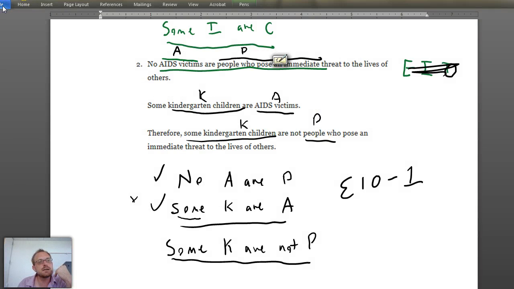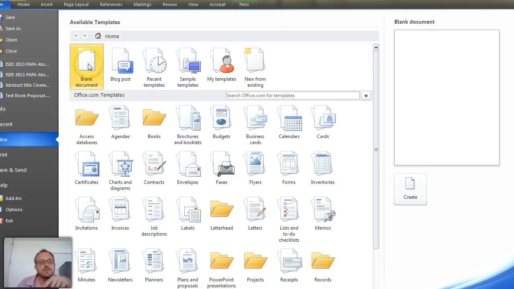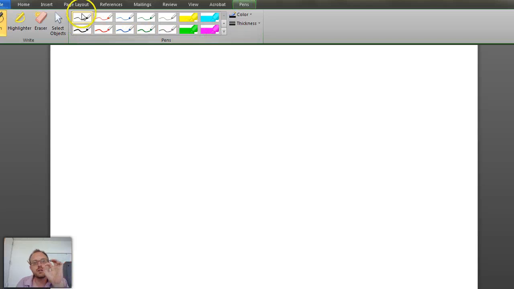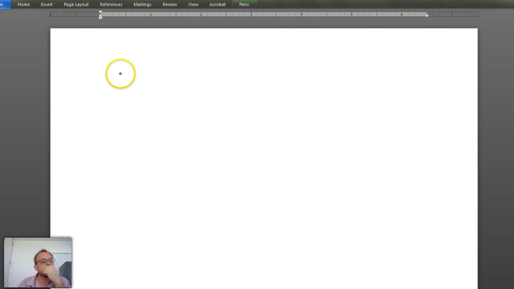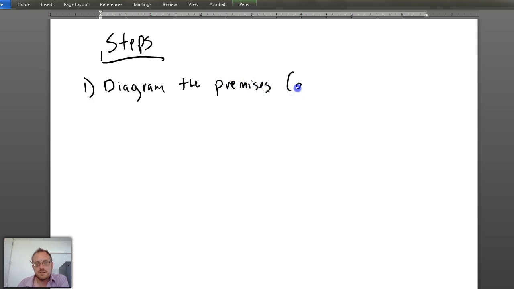Where most of you will probably have trouble is when it comes to where you put the X if it's undetermined on the line. Okay, so what are the steps? Let's rewrite all the steps. I started the video by listing the steps, but let's do it once more. The first step is diagram the premises. I'll put the premises only, don't diagram the conclusion.